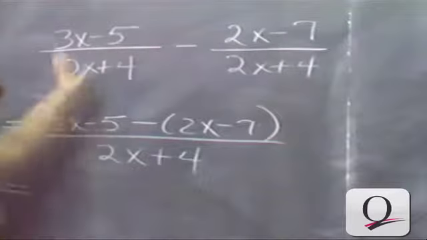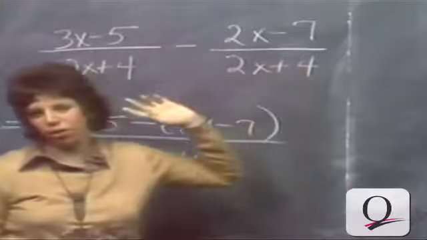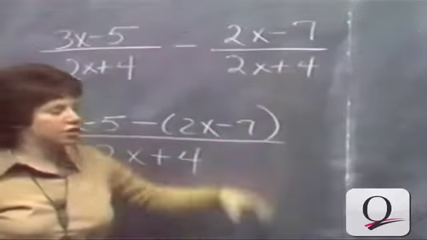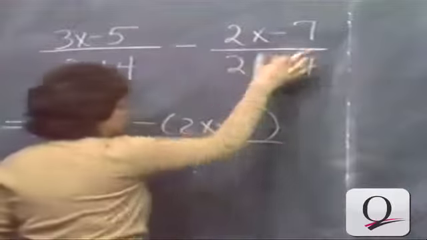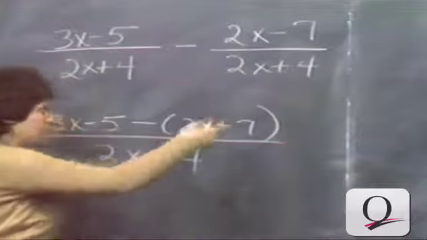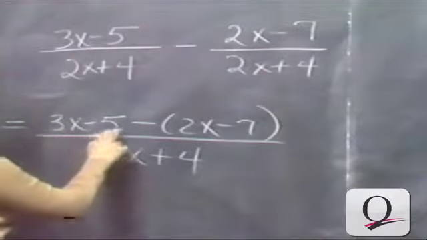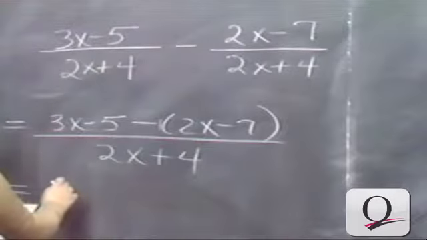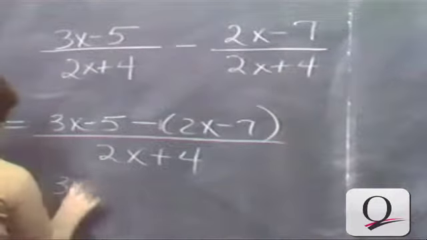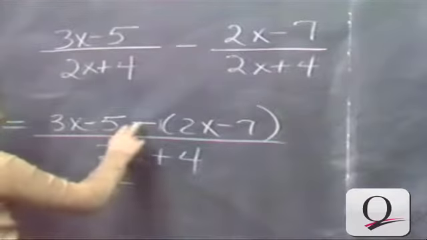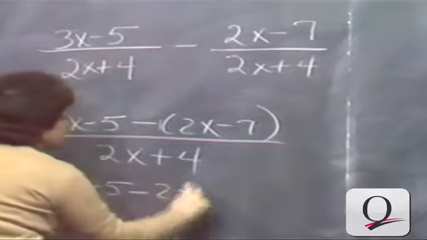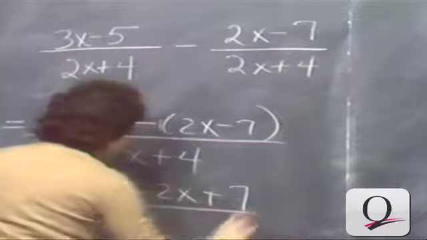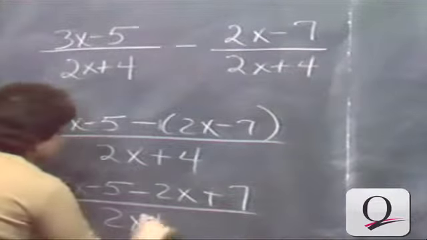When it was, say, 7/9 minus 2/9, you didn't have much to worry about. 7 minus 2 just gives you 5/9. But here it is a subtraction, and when you're subtracting these two terms, don't forget to put them in parentheses. There's really a minus 1 here that has to be distributed through the parentheses. This gives us 3x minus 5 minus 1 times 2x minus 2x plus 7, all over 2x plus 4.